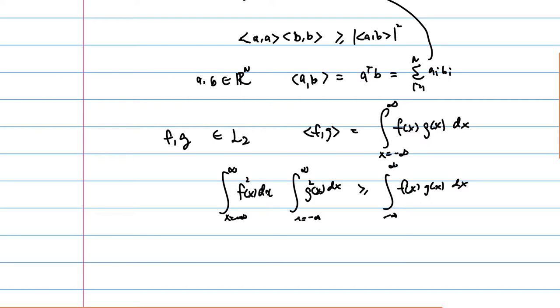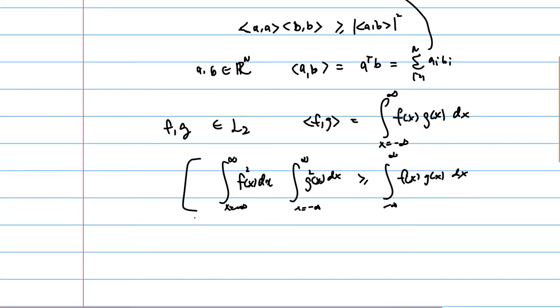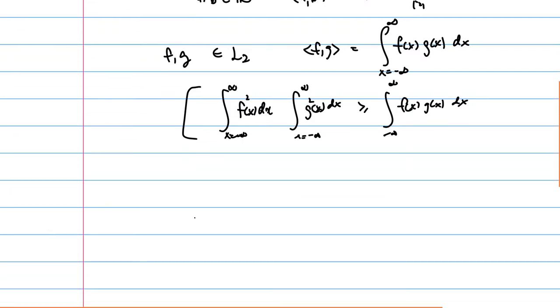So it's pretty cool. As you can see, we have something quite a bit different. In general, it's not obvious how we can show this, but somehow, if we apply the Cauchy-Schwarz inequality, we have this inequality right away. And let me give one more example.